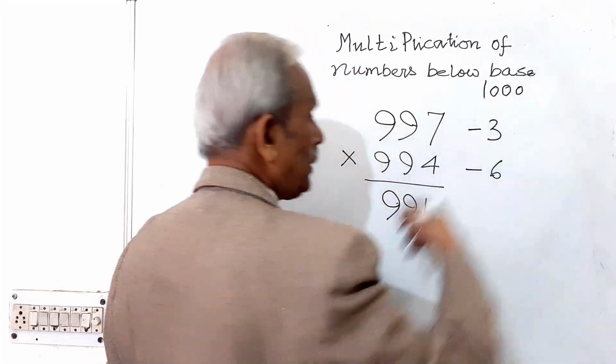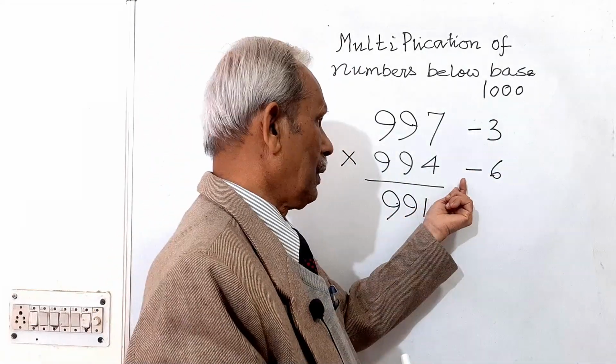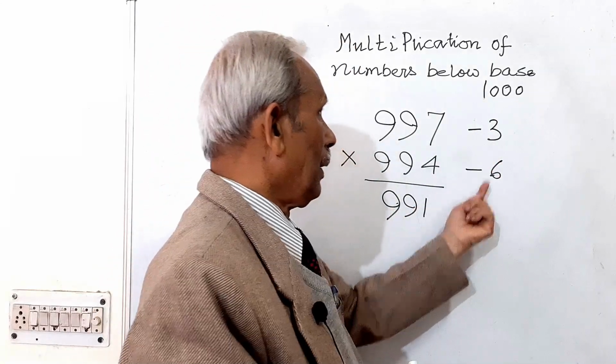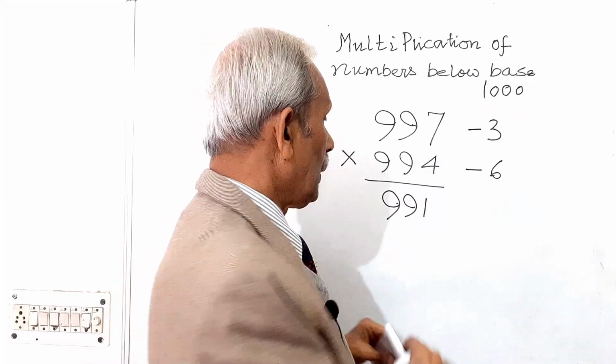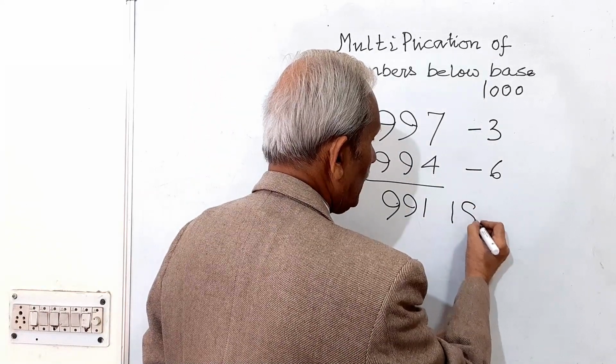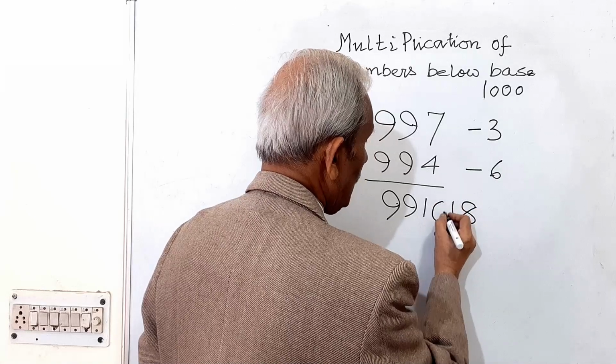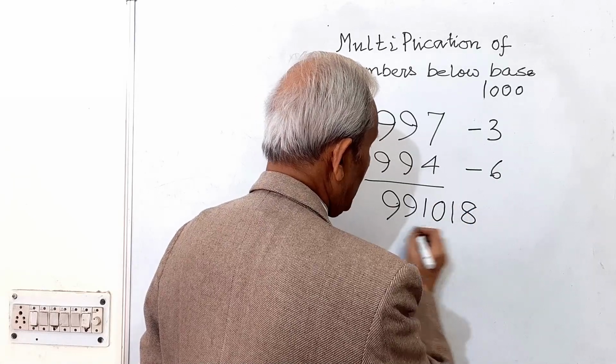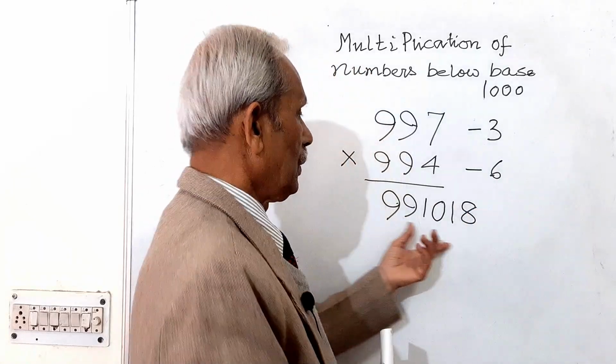3 into 6 is 18. This is the portion which I want you to understand clearly. This is 18. There are 3 zeros, so we require 3 digits here. If I write 18 only, it is 2 digits only. So I have to add 0 here. It becomes now 3 digits. The total answer is 991018.